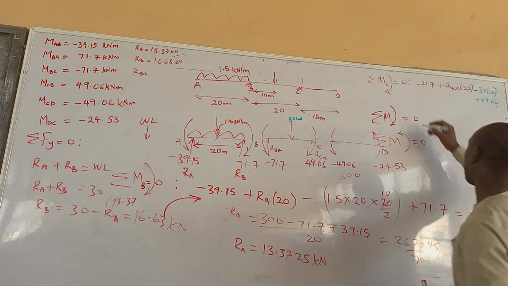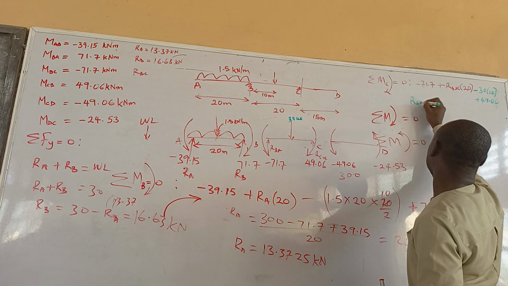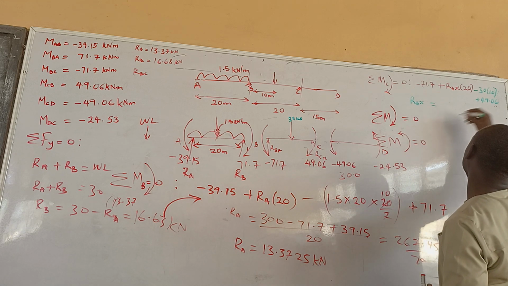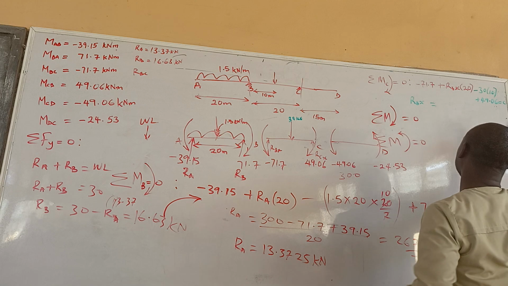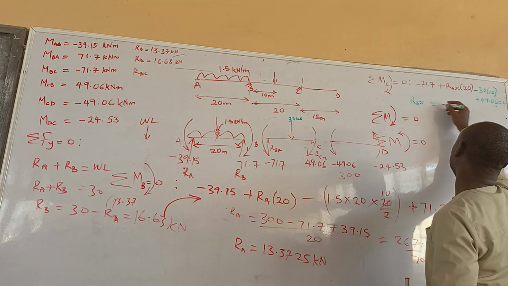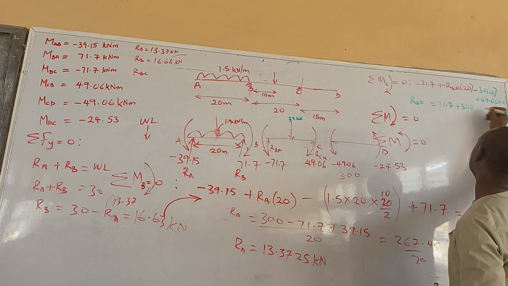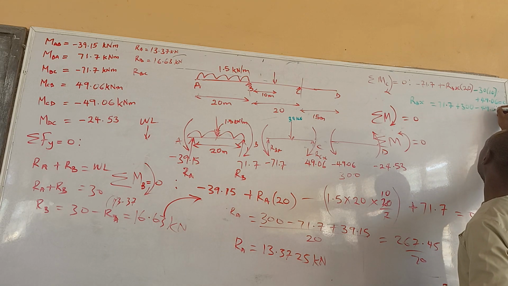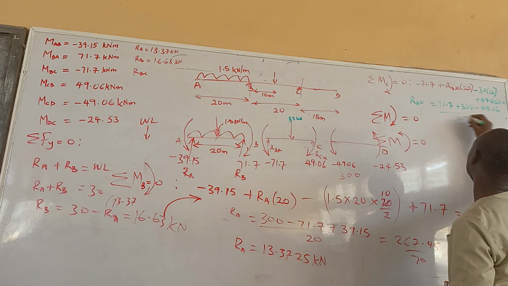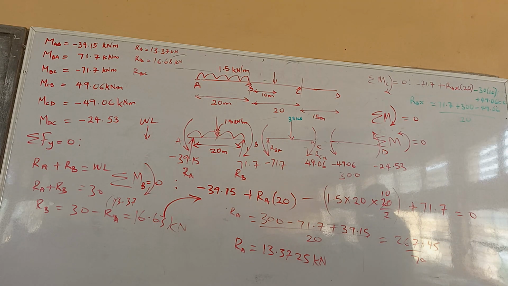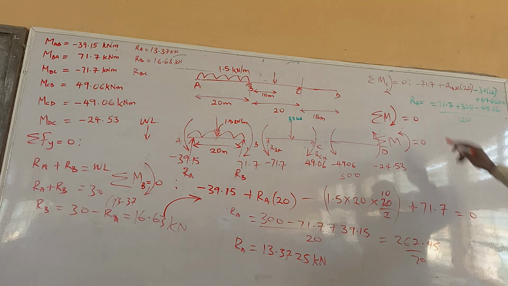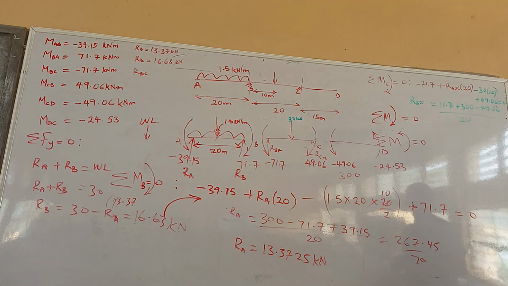Now, our RBX should be equal to 0, right? So we take this one to this side. We have 71.7 plus 300 minus 49.06, all divided by 20. Very good. So we substituted this RDS, making RDS the center of the formula.